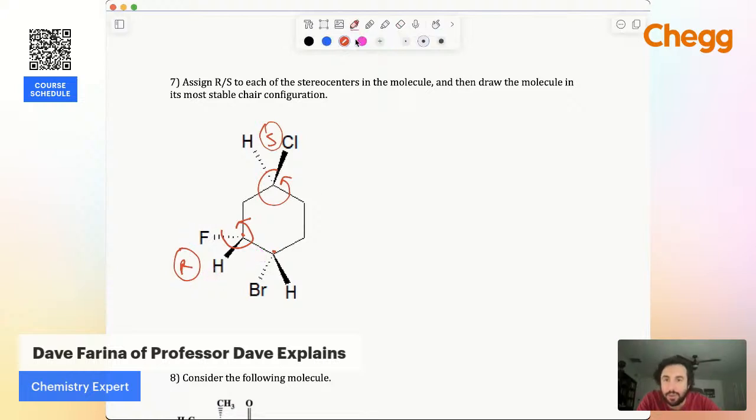Okay, finally, we have this guy. So we've got the highest priority group is bromine, lowest priority group is hydrogen. And then once again, we've got fluorine on that carbon and no substituent over here. So that is going to be like that. And once again, we have the lowest priority group towards us.